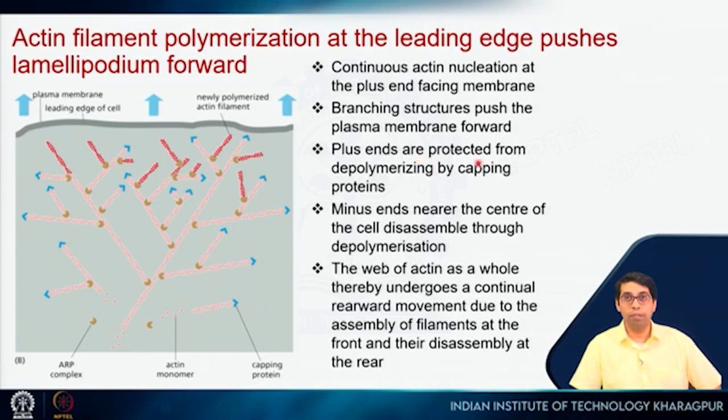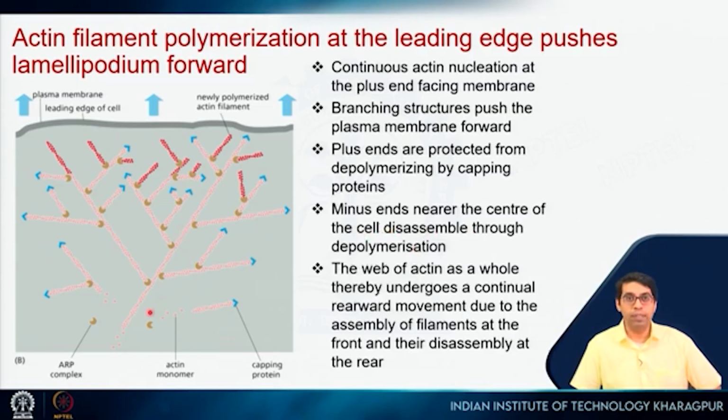Plus ends are protected from depolymerization by capping proteins. So, now there are other proteins which come into this picture. So, these blue proteins are capping proteins. So, they will prevent the depolymerization at this end. So, they will allow growth but not shrinkage. Minus ends nearer the center of the cell disassemble through depolymerization.